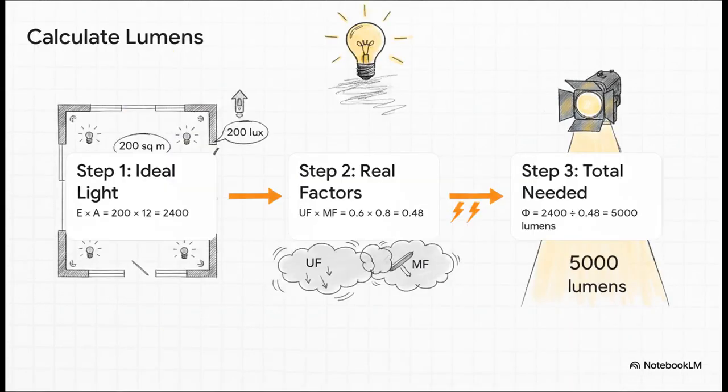So, let's run the numbers for our studio. We need 200 lux over 12 square meters, so ideally, that's 2400 lumens. But then we factor in those real-world light losses, our UF and MF, and we find we need to divide that ideal number by 0.48. And boom, suddenly our target jumps all the way to 5,000 lumens. We need more than double the ideal amount to get the job done in the real world.